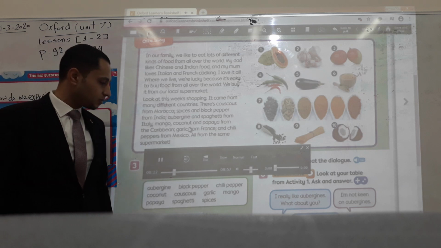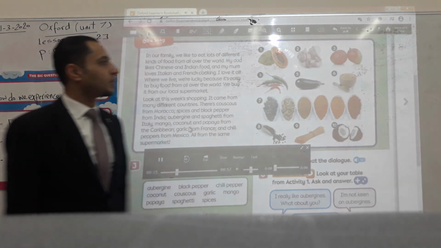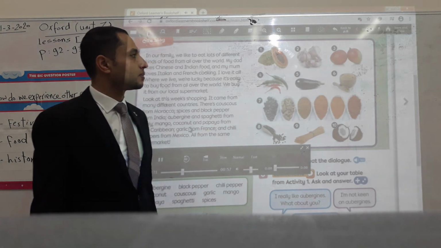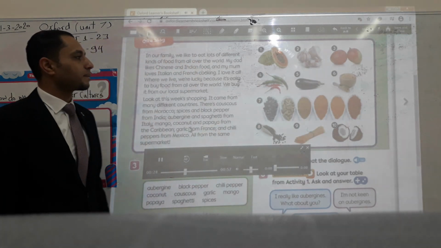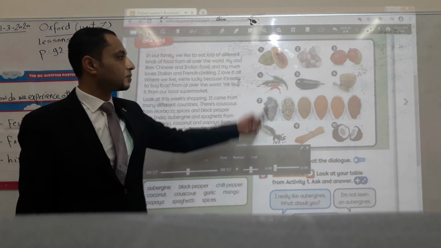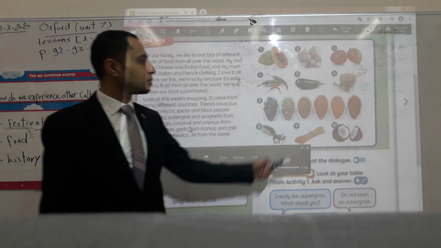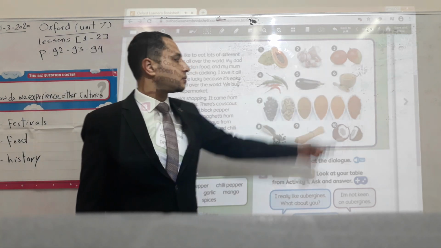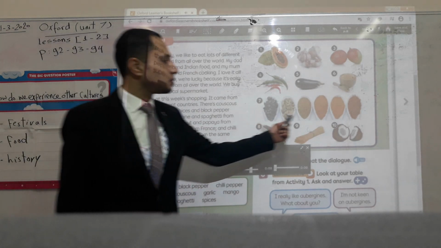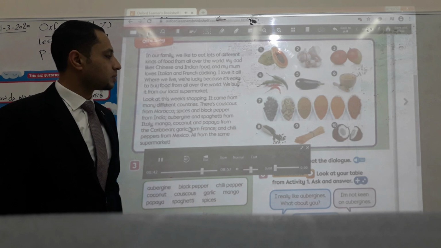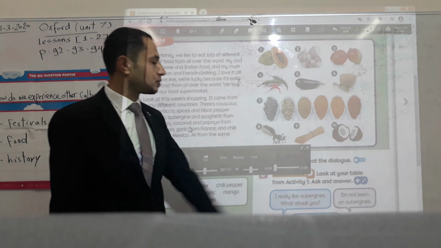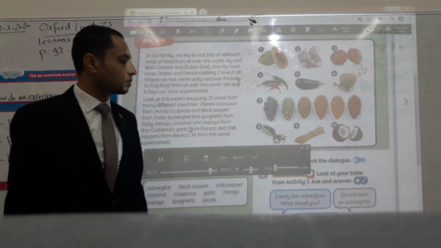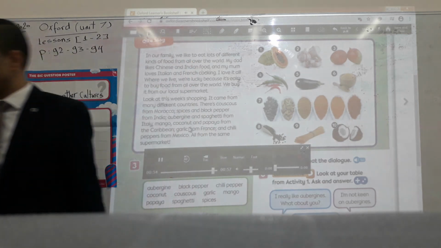1. Papaya. 2. Garlic. 3. Mango. 4. Chili pepper. 5. Aubergine. 6. Couscous. 7. Spices. 8. Black pepper. 9. Spaghetti. 10. Coconut.